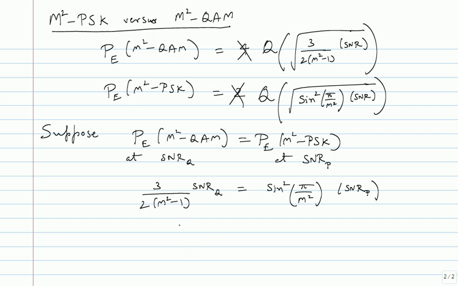You do all that, then you will see SNR Q divided by, should I do SNR P divided by SNR Q, or which is better? I think SNR P divided by SNR Q is better. So we'll do that. SNR P divided by SNR Q will work out to roughly 3 M squared by 2 pi squared.